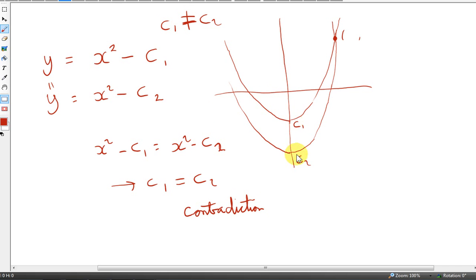As you can see, we have two different graphs here. So when we go to find the point of intersection of these two graphs, we end up showing that the constants must be the same.